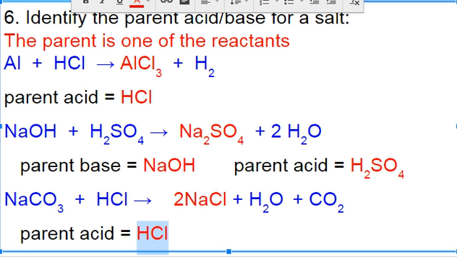Just like if I asked what's the parent base for NaCl, even without being shown an equation, I know that the base starts with a metal combined with hydroxide, OH, so since the metal in my salt is Na, it must have been NaOH that was the parent base.